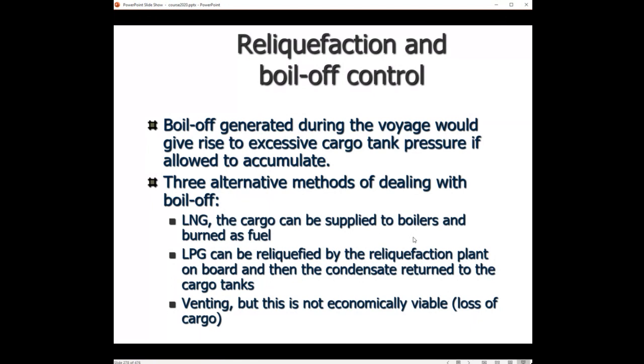We must intercept before the pressure exceeds the MARVS, the maximum allowable relief valve setting, because at that moment the relief valve will open. So we must do something with this boil-off, and we must avoid reaching this maximum pressure. And therefore we have this system of using the boil-off for propulsion and the system of the reliquefaction plant.